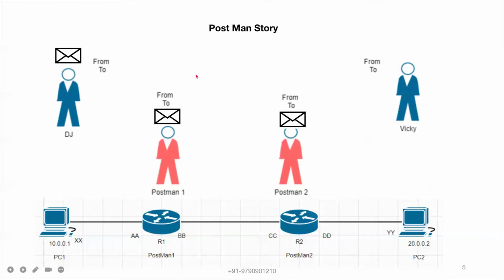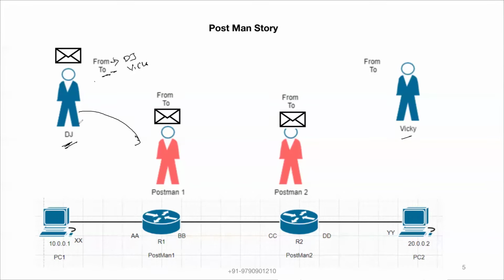Before we talk about the actual physical logic of routers, let's think about two people, DJ and Vicky. They stay a long distance apart and want to send a letter to each other. When DJ prepares a letter, he will write a from address and a to address, right? The from address will be his own address. Please note that the to address will not be the postman's address, correct? It will be Vicky's address. The logical address is always the destination's address, not the next hop's address.